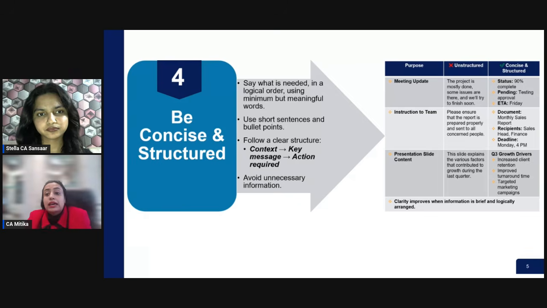Let's rephrase it as Q3 growth drivers. That's our heading, and it says: increase client retention, improve turnaround time, and targeted marketing campaigns. So, again, the key takeaway from rule number 4: clarity improves when information is brief and logically arranged. I'll repeat, clarity improves when information is brief and logically arranged. That clears our rule number 4.